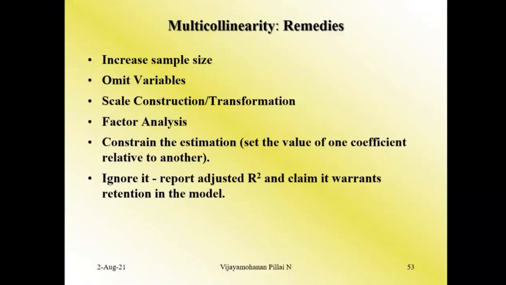So we go for the last one, that is, just turn a blind eye towards the multicollinearity problem. That is, just ignore it and report the adjusted R squared and say that we have to retain these variables in the model. Otherwise, there will be omitted variable bias, and we will not be able to get the differential impacts. So, in general, the advice is to ignore multicollinearity.